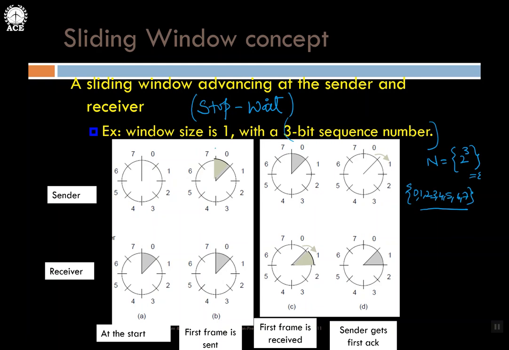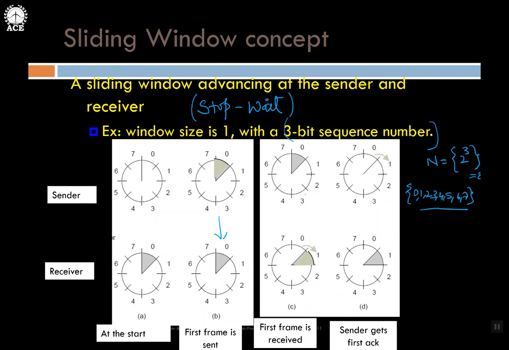But the window size is 1, meaning at a time it can send only 1. So what is the scenario here? At the start, the sender has not got any frame to send, so it is waiting for a frame to send. But the receiver says, I am waiting for frame number 0. This is the window, waiting for 0. Then at time 1, at the next instant, the sender got frame 0, so it has buffered frame 0 and sent it. The receiver is still waiting, and the frame is in transit.